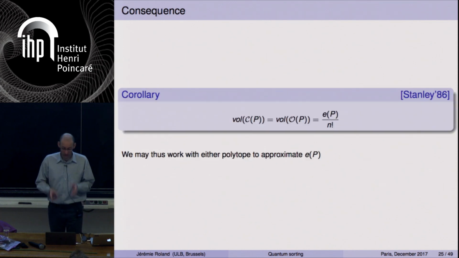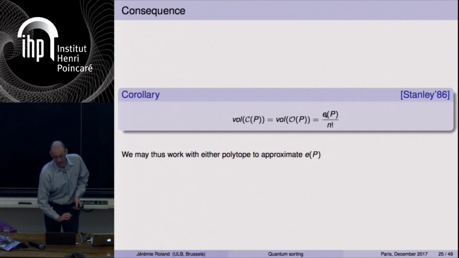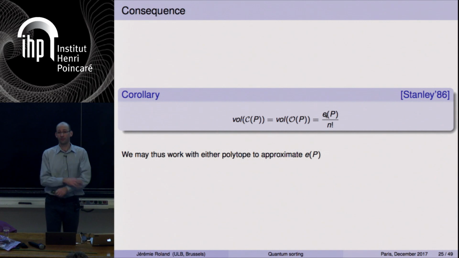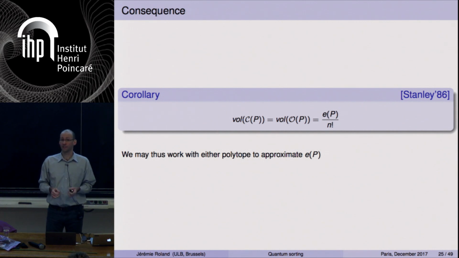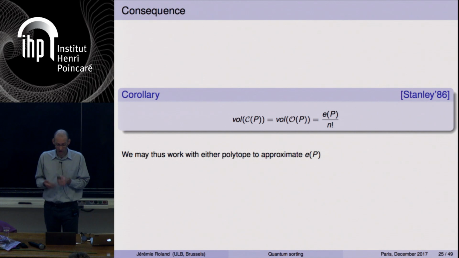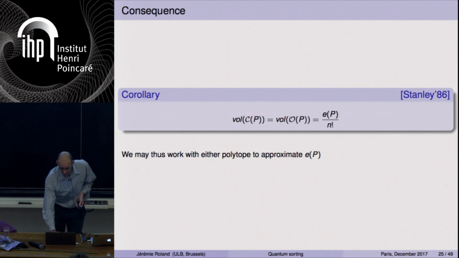And what is really nice is that from this connection, we can prove that the volume of the chain polytope is the same as the volume of the order polytope. Okay, and remember we were interested in that volume because this volume is related to the number of total orders, and this number of total orders is related to the complexity of the sorting algorithm for this partial order. So that's why we were interested in those polytopes. So this means now that we can work either with the chain polytope or with the order polytope if we are trying to estimate E of P.